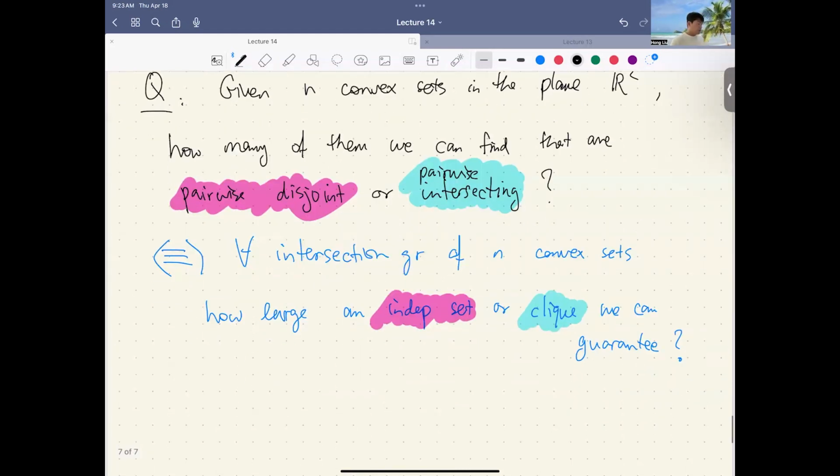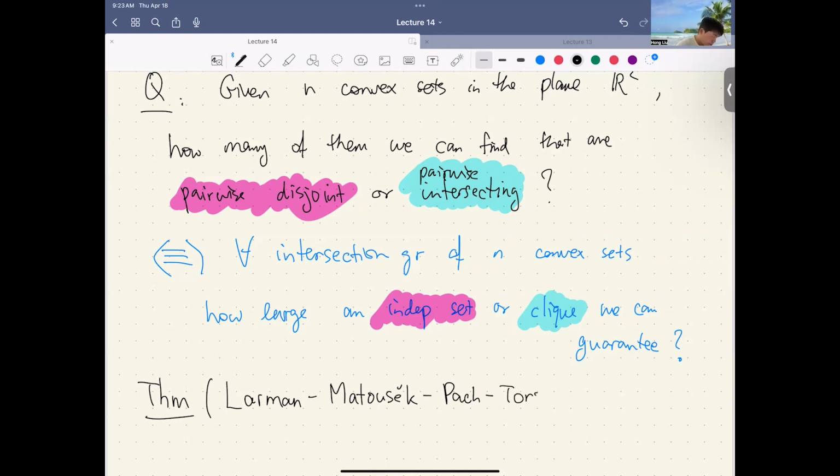Here's the question. So once again, we will see a polynomially large homogeneous set in this case. Again, different from the generic logarithmic bound. This is a theorem by Larman, Matoušek, Pach, and Törőcsik.